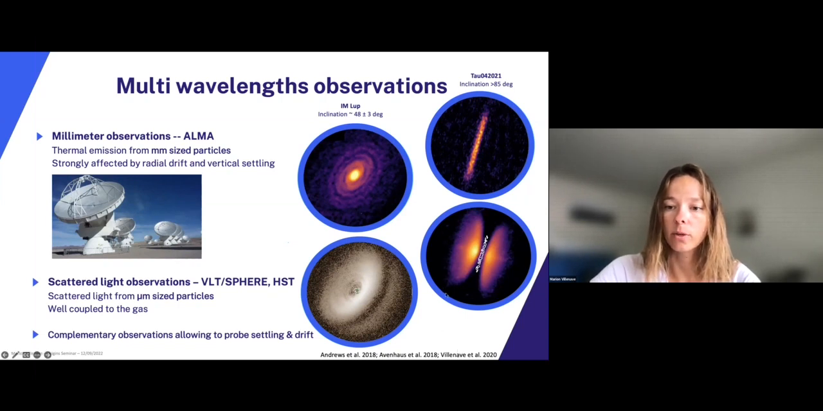Similarly, in the second disk, on the right, you can see that the millimeter grains are concentrated into a very thin rectangular-shaped region in the center of the more extended scattered light shape. And so these two observations, scattered light and millimeter, are very complementary, and they allow us to probe this mechanism of vertical settling and radial drift.